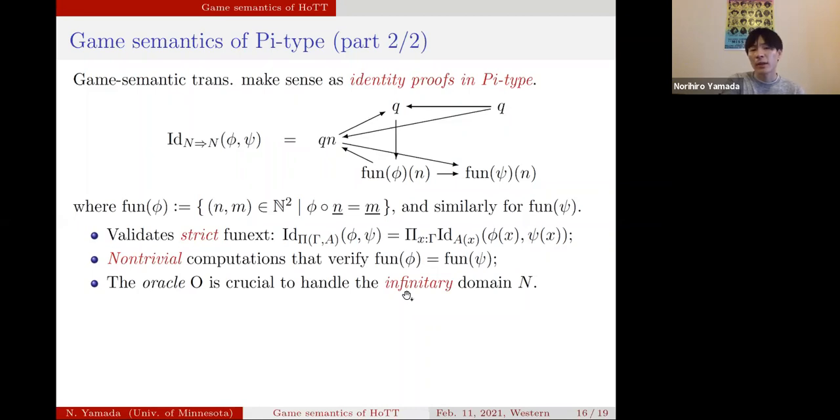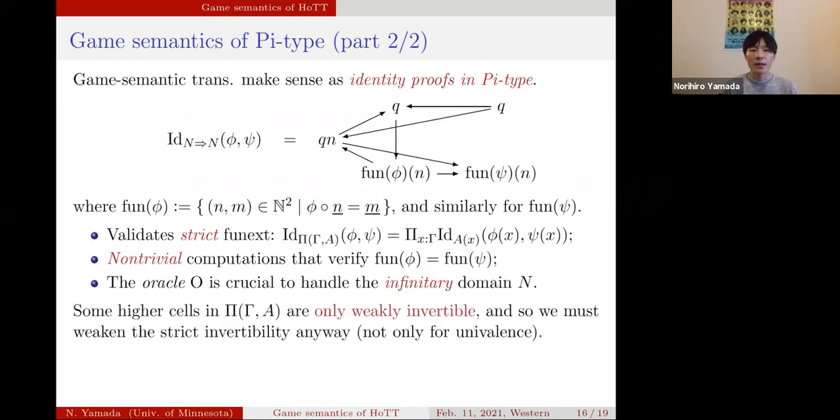In other words, the infinite verification of equality between phi and psi is reduced to a finite, more specifically just one round verification of this form. So this makes sense as a constructive or even finitary verification of equality between phi and psi. I find this quite nice.